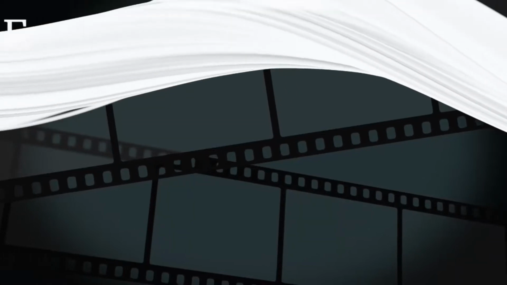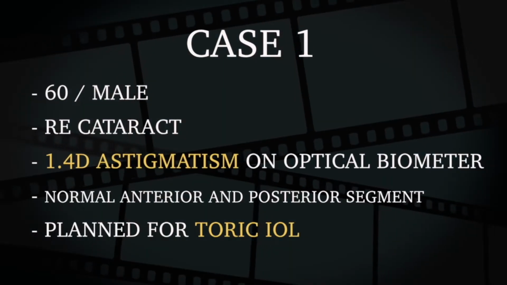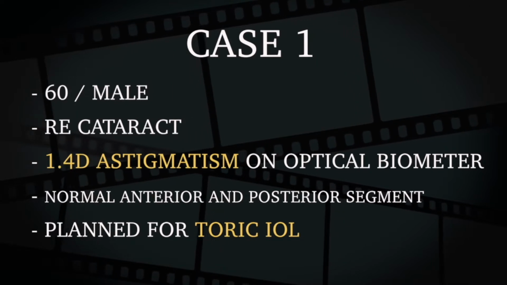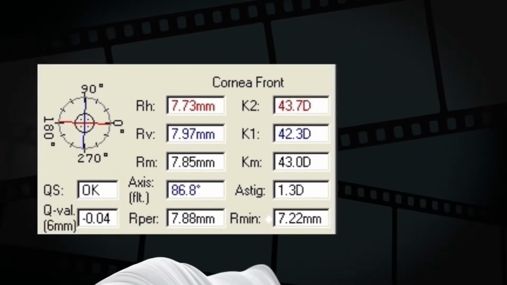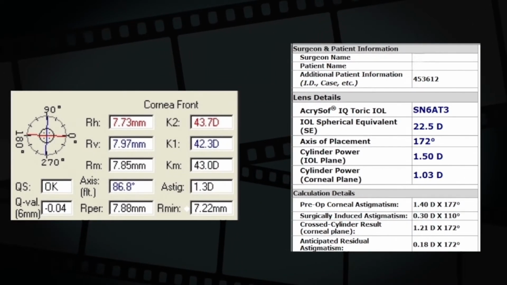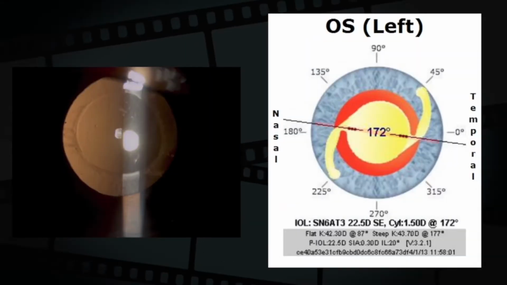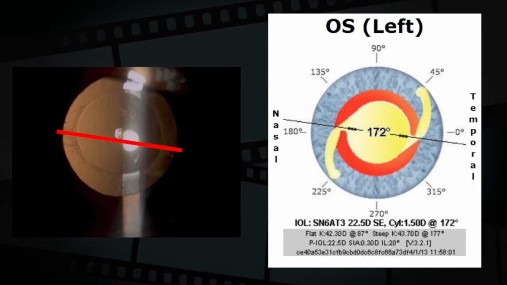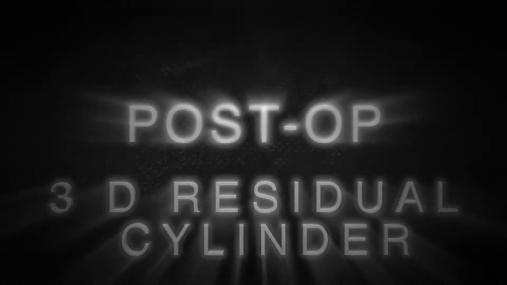To answer this question, let's take a case example of a 60-year-old male with 1.4 diopter cylinder. The toric IOL was planned in this patient by using the online calculator. The IOL was implanted at the plane achieved by the calculator. However, it came as a shock when the post-operative cylinder was 3 diopters in spite of the IOL being aligned correctly.